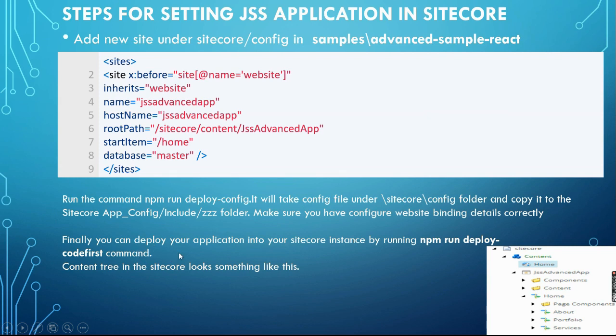This will deploy all the binary files and the JSON, JSS, and YAML files into Sitecore. Then in the content editor you will see the JSS advanced app, components, content, home, page components, about, portfolio, service. Everything is created.